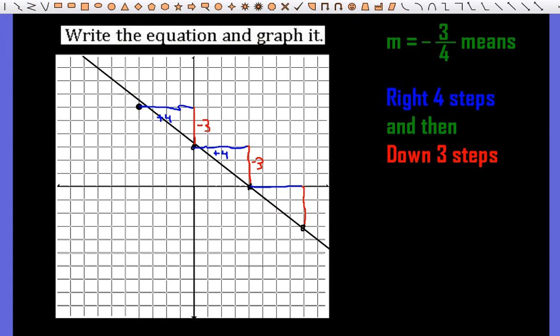Make sure you're double checking everything. Make sure you're understanding how we build that equation, and how we are able to graph it.